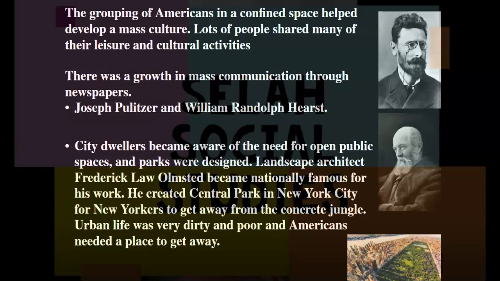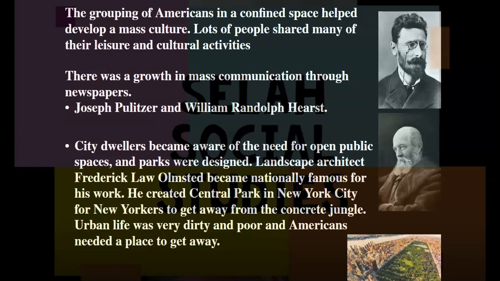The last thing we're going to cover here is the mass culture that came out of urbanization. Mass culture is where a grouping of Americans in a confined space helps develop this idea of a mass culture. And what that is: many people from the same ethnic backgrounds living in the same area meant that they shared many of their leisure and cultural activities.